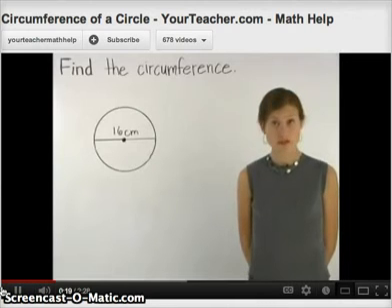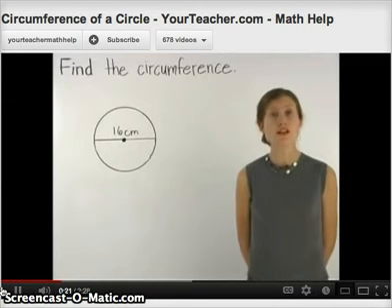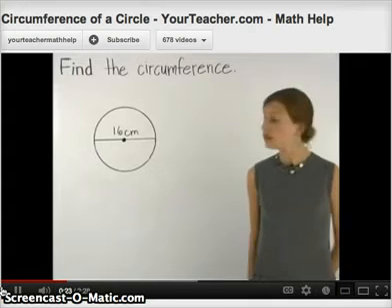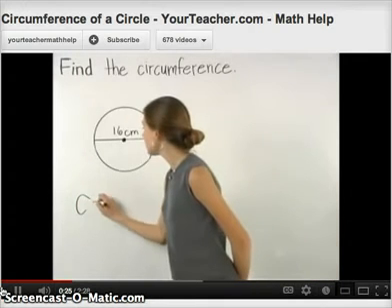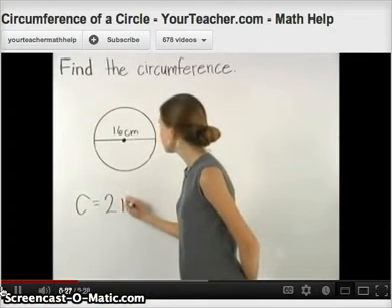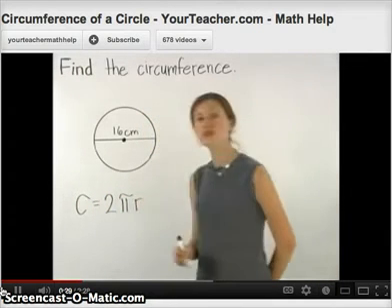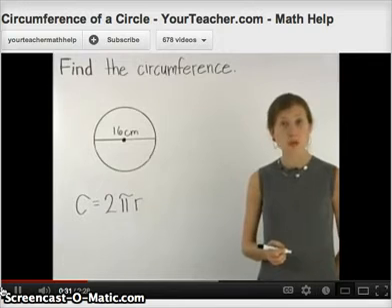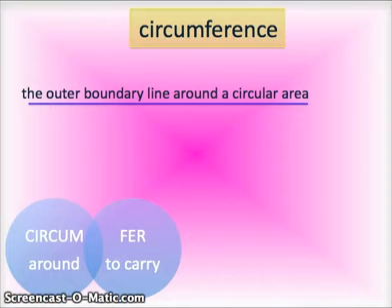To find the circumference of the circle shown here, start with the formula. Circumference equals 2 times pi times the radius, or C equals 2 pi r. So that's how you would find the circumference, or the size of the outer boundary line around the circular area, the circle she was looking at.